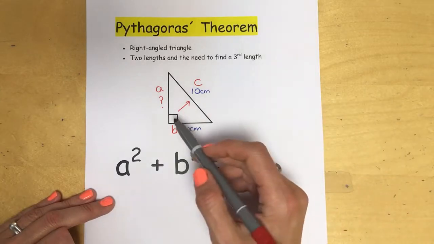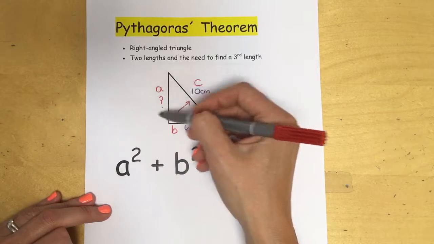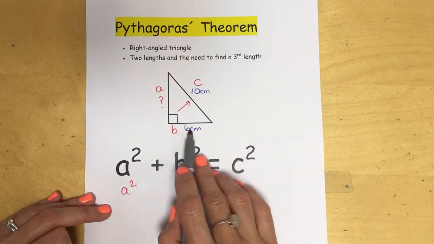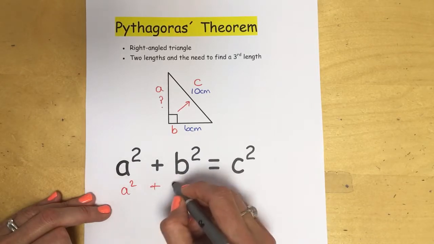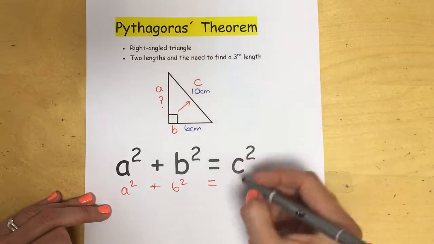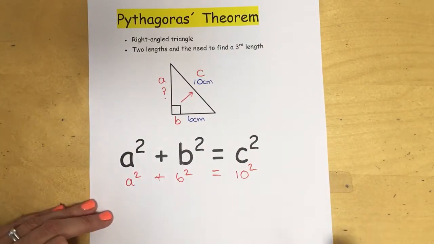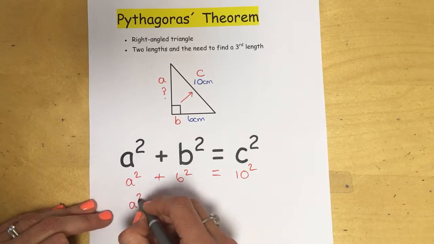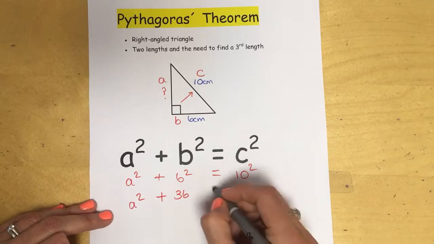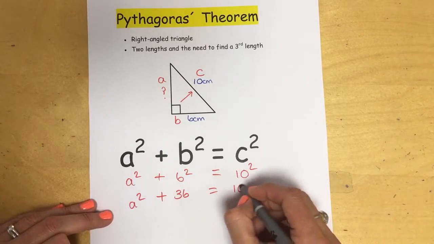Then we're going to fill in the information that we have in our question. So A squared, we don't know what it is, so I'm just going to call it A squared still. B is 6, so plus 6 squared equals C squared, which is 10 squared. And then I'm going to work some things out. So A squared I can't work out, it's just A squared, plus 6 squared is 36, 6 times 6. 10 squared is 10 times 10, which is 100.